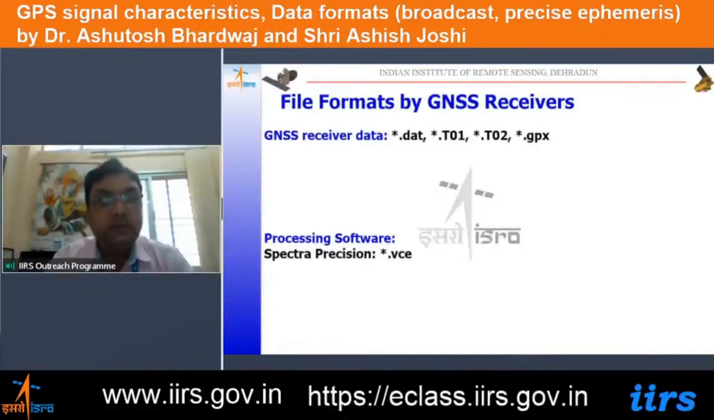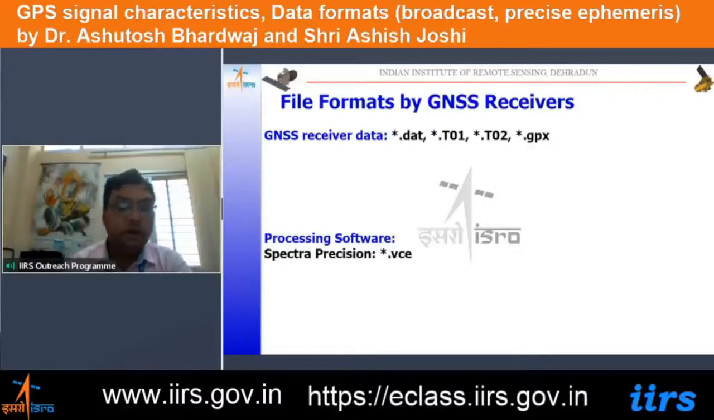Then for GNSS receivers, we are using Trimble, Leica, and other systems like Spectra Precision and Septentrio. There also we have different types of formats. We are receiving the data either in .dat format or .t01, .t02, .gps. These are some of the formats in which we are receiving. All vendors have their own proprietary formats for storing the data.